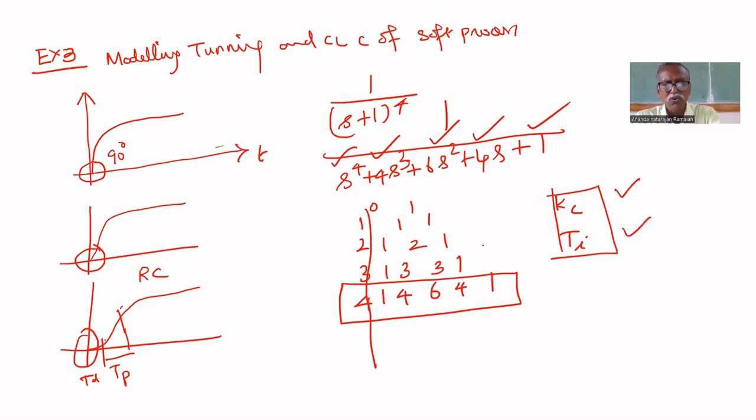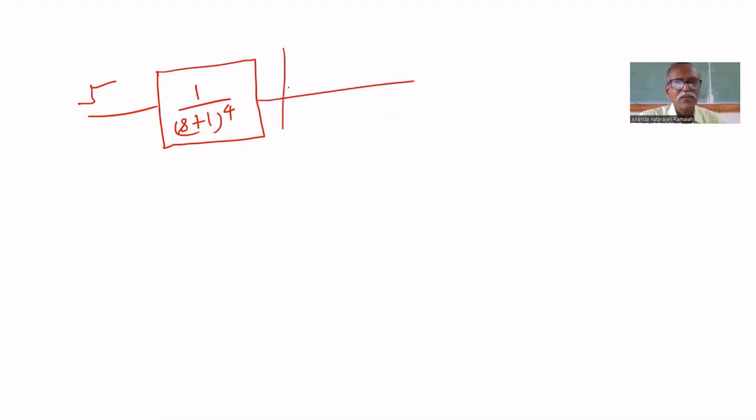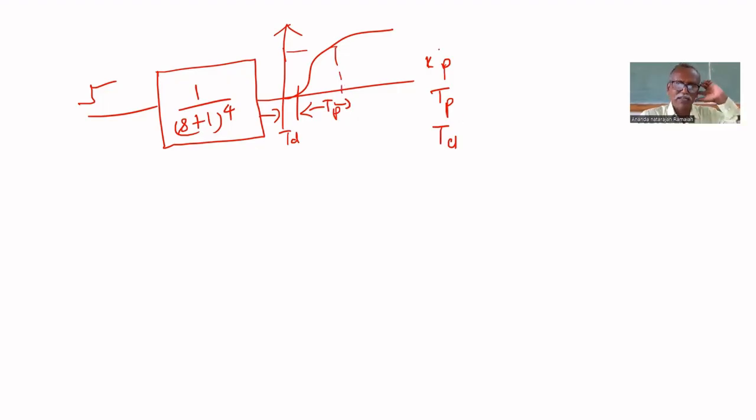First thing, we have to take the 4th order process, 1 by (s plus 1) to the power 4. Reaction curve method means you give a step input and you will get the reaction curve. Find Kp, Tp, and Td. This is the dead time, Td. The time constant you have to find is Tp. Then the gain you have to find is Kp.